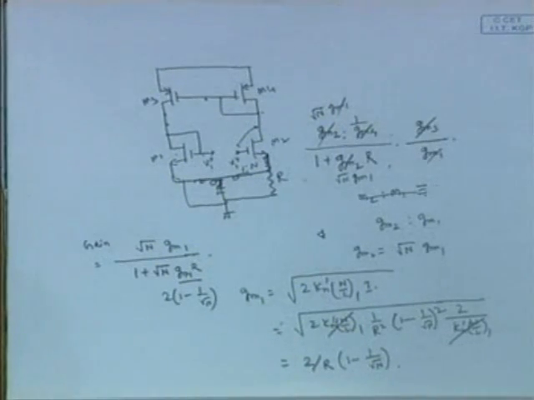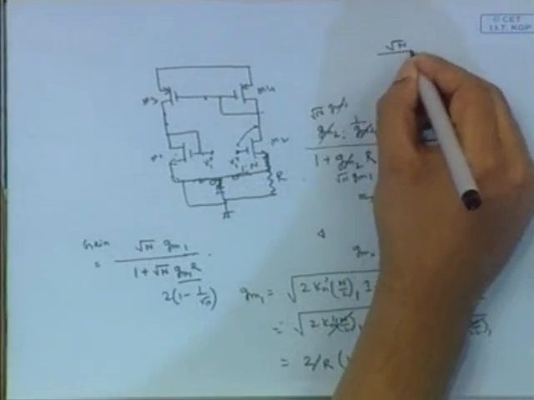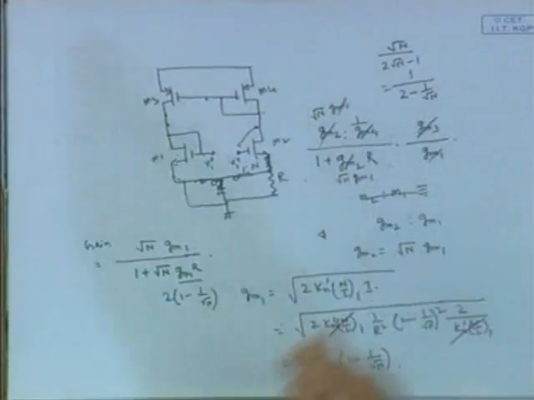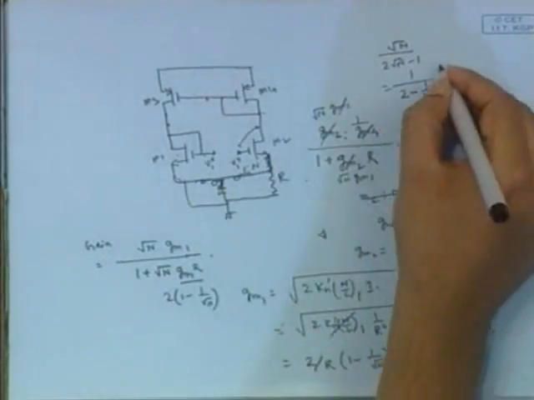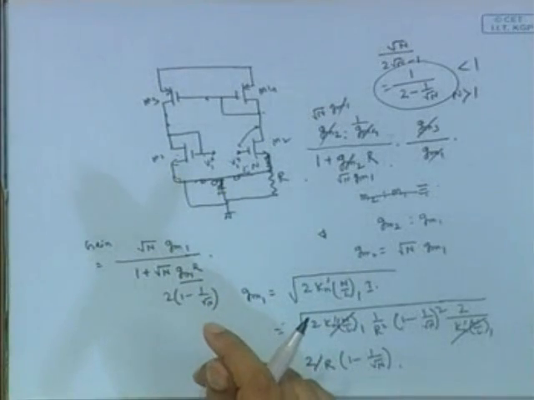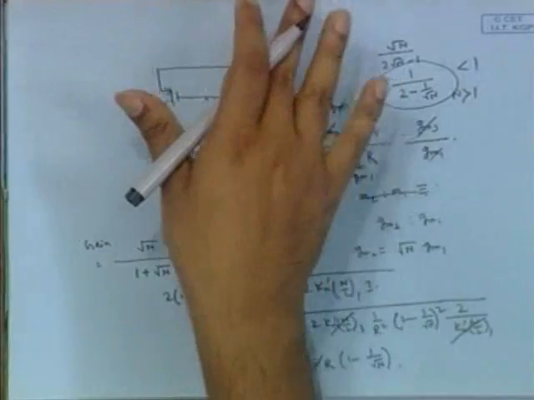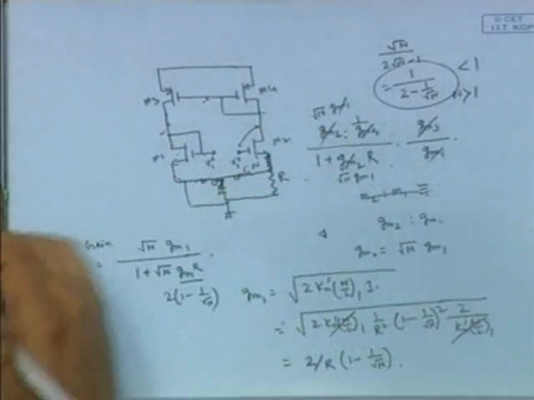So you can find here, what would be this, root n divided by 2 root n minus 1, that is equal to 1 by 2 minus 1 upon root n, right. N is greater than 1, so this loop gain is less than 1. So this is not a positive feedback at all. If any noise or any kind of current or voltage disturbance appears at this node or any node, it will get diminished, it will get suppressed, not regenerative. Any questions on it?